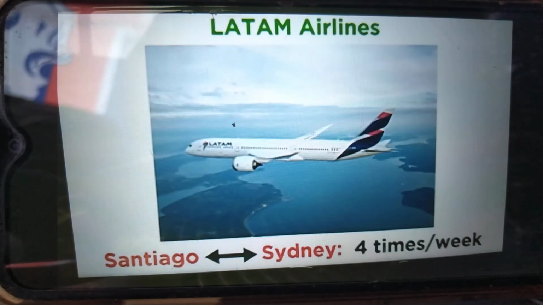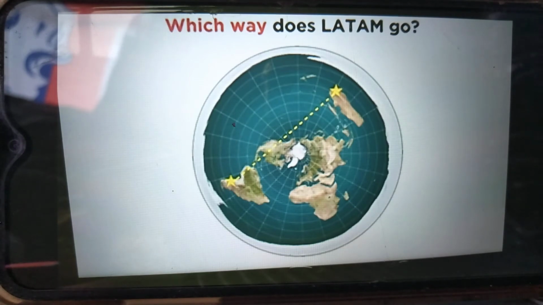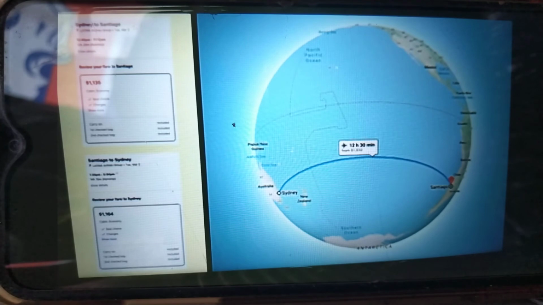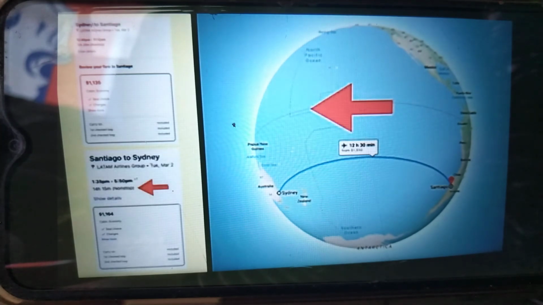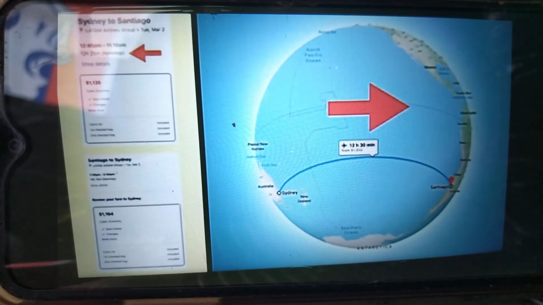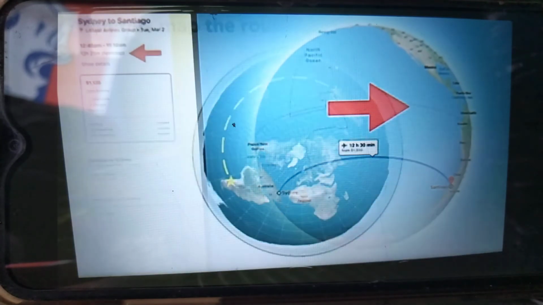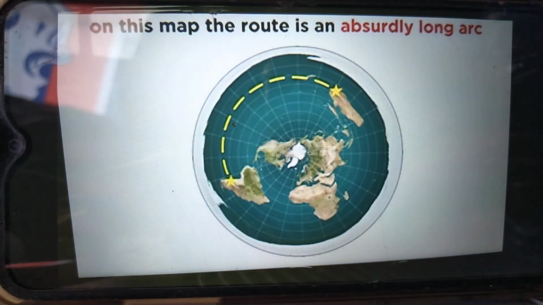Yes, they do. This airline flies between Santiago and Sydney 4 times a week. But which way do they go? Do they follow this straight line? Nope. They do the whole thing over the Pacific Ocean. Here's how that trip looks on a globe. It takes 14 hours and 15 minutes going west and 12 hours and 25 minutes going east. On a flat Earth, that route would look like this, an absurdly long and totally unnecessary arc.